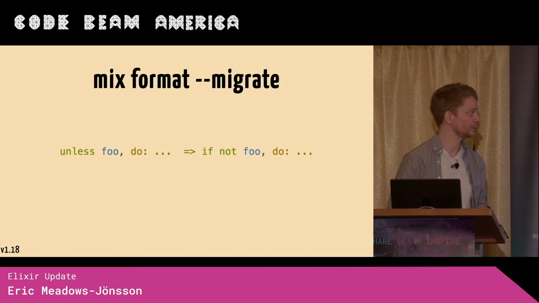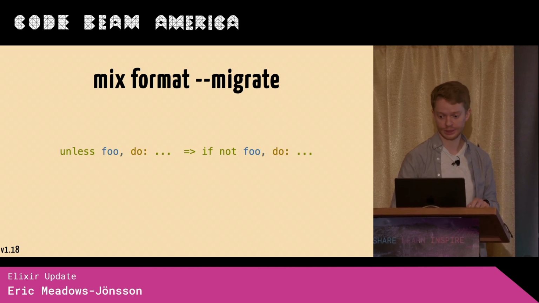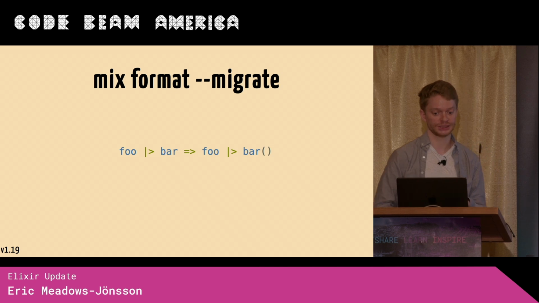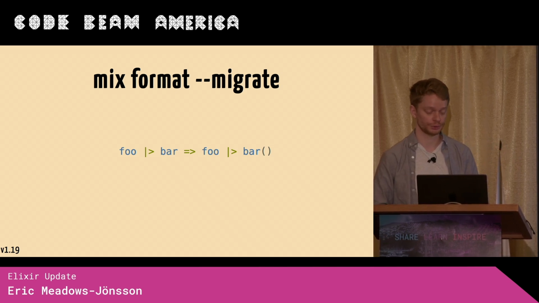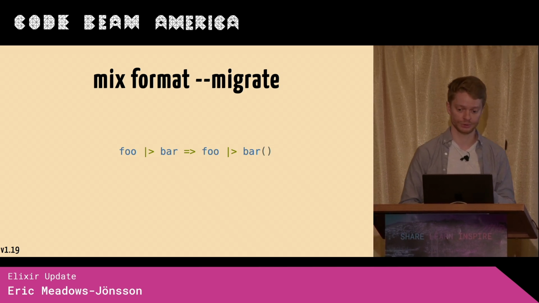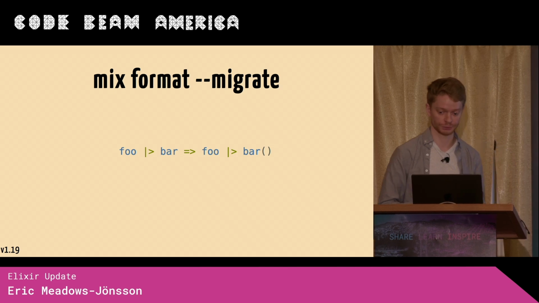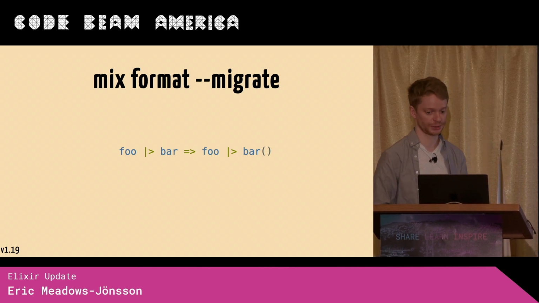Unless was deprecated in 1.18, so it will automatically convert it to a negated if. And in 1.19, we will also be adding parentheses to function calls with no arguments inside pipes.